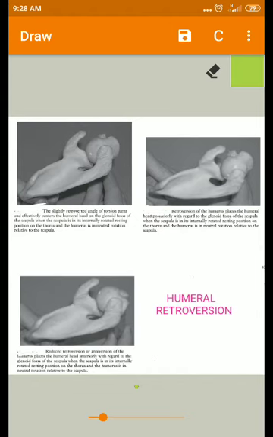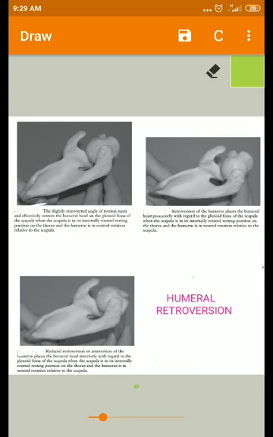Now we are going to see humeral retroversion and what happens if this humeral retroversion is normal, or retroversion increases, and retroversion decreases. Okay, so again we will see what is retroversion. The posterior orientation of the humeral head with regard to the humeral condyles is called posterior torsion or retrotorsion or retroversion.